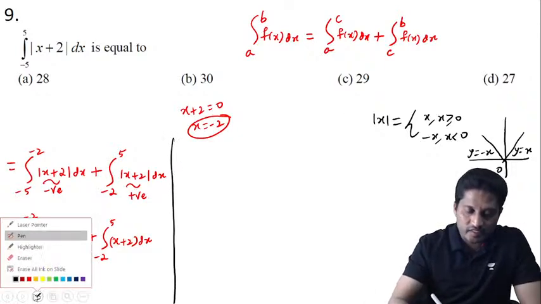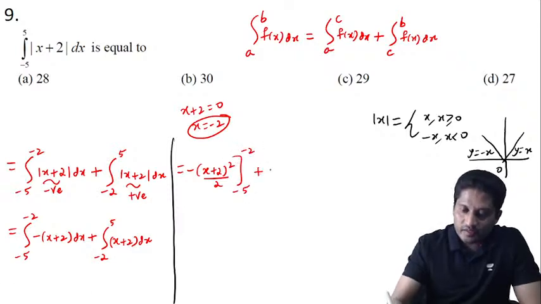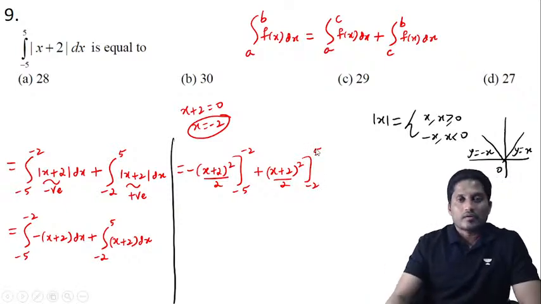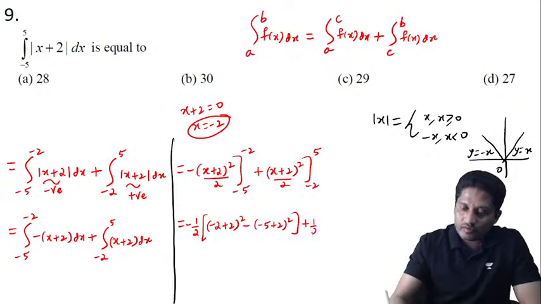Okay, now integration of x is x square by 2. This is x plus 2 the whole square by 2, between the limits minus 5 to minus 2. Integration of x is x square by 2, between the limits minus 2 to 5. Now if I substitute, this is equal to minus half. Upper limit is minus 2 plus 2 the whole square, lower limit is minus 5 plus 2 the whole square, plus 1 by 2. Upper limit is 5 plus 2 the whole square, and lower limit is minus 2 plus 2 the whole square.